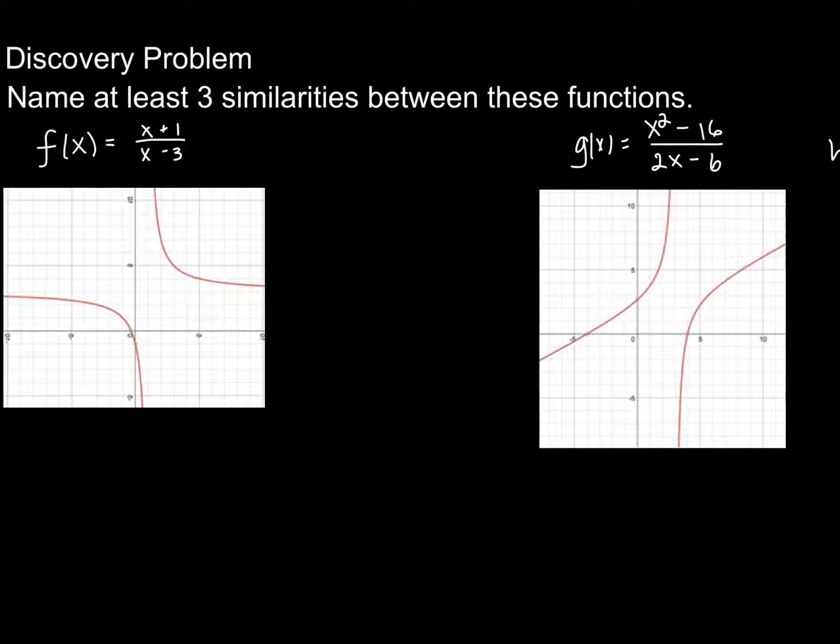With that, we know that rational expressions can have x values that make them undefined. You can see here that when x is 3, this expression will be undefined. And the same is true here. When x is 3, 2 times 3 is 6, and 6 minus 6 is 0. So the function g of x will be undefined when x is equal to 3.